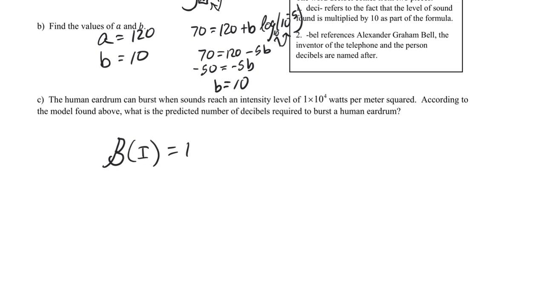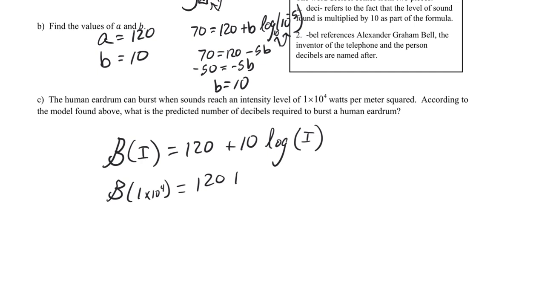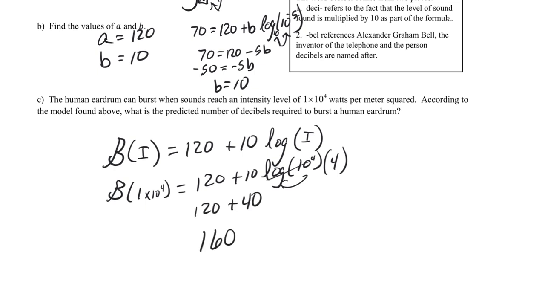And I can put my 120 in there plus 10 log of I. So there's my formula. And since I want to do 1 times 10 to the fourth, I can put all that in here. I'm just going to put 10 to the fourth because it's the same thing. And what happens to these two? That just becomes a 4, right? Because 10 to what power is 10 to the fourth? It'd be 4. So this ends up being 120 plus 40, or 160 decibels.